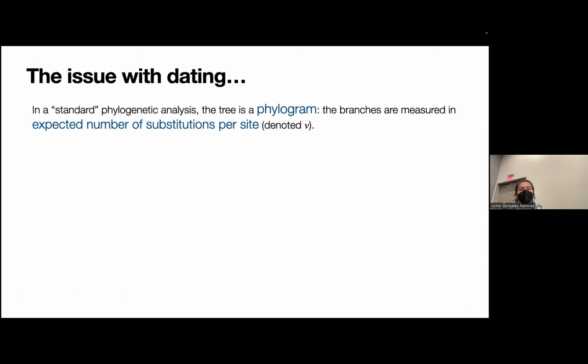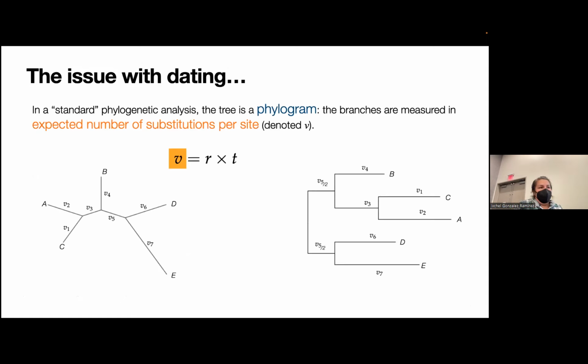Okay, so what is the problem with dating? Let's walk through why it is really hard. When we make an inference of a tree, like on the left, unrooted or rooted, it doesn't matter, we usually get the branch lengths in terms of the number of expected substitutions per site. Let's call it v, as specified there. So from my analysis, this is what I get: the number of expected substitutions.